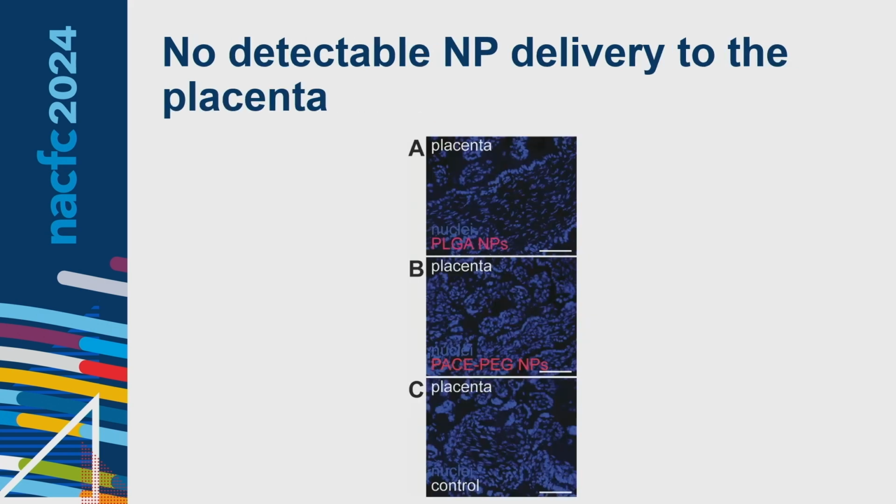And then I mentioned this when we were looking at the whole organ fluorescence imaging, but an important check too was to make sure that there was no crossover to the placenta, and there wasn't in either case, right? So PLGA and PACE-PEG look pretty identical to the controls.